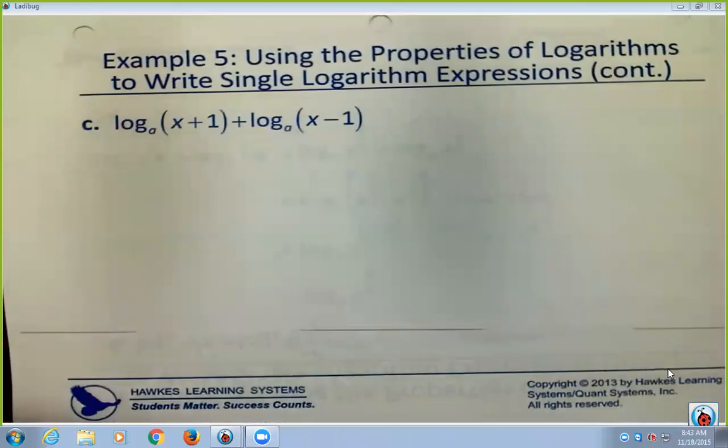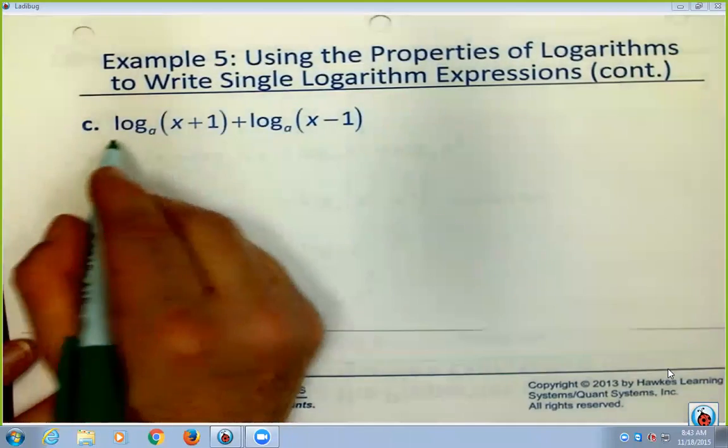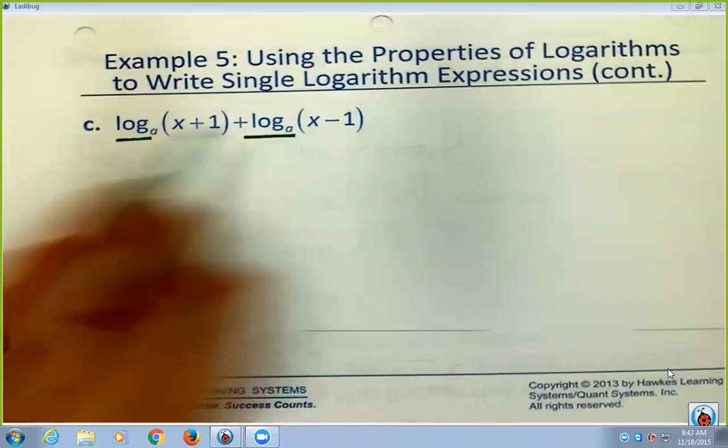Okay, let's see what you guys can do. Well, let's see. This one's still a little bit different, but still the same process. Because basically log a is your log.